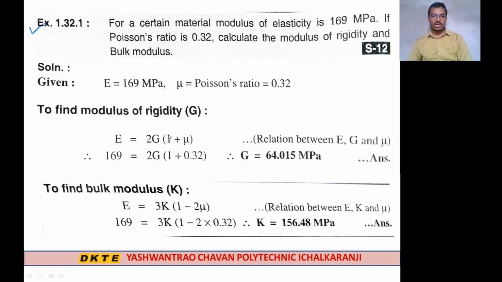2G into bracket 1 plus value of mu, which is 0.32, and after solving this equation we will get value of G is equal to 64.015 MPa. And again asked bulk modulus. Similarly, use the relation between E and K. E is equal to 3K into bracket 1 minus 2 mu. Put the value of E, value of mu, and after solving this equation we will get value of K is equal to 156.48 MPa.